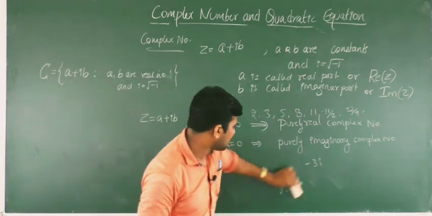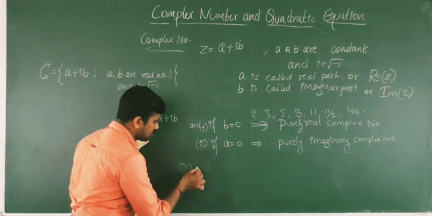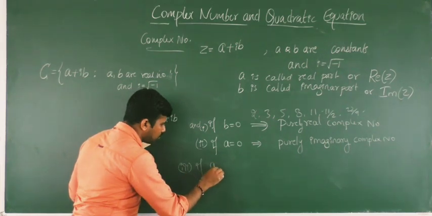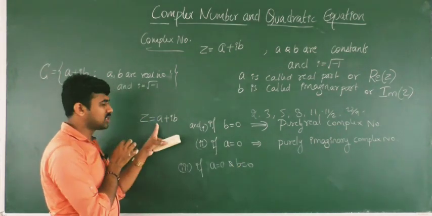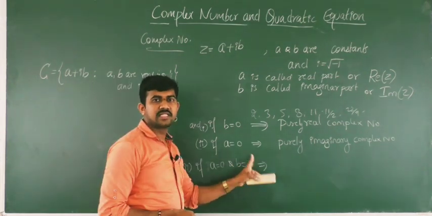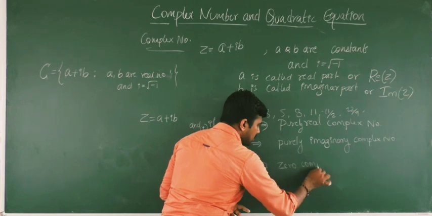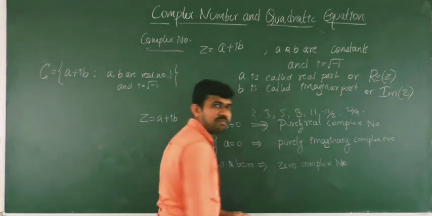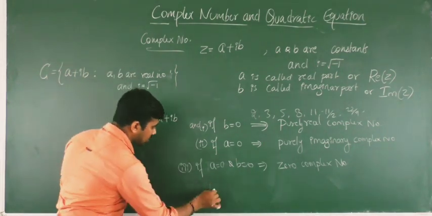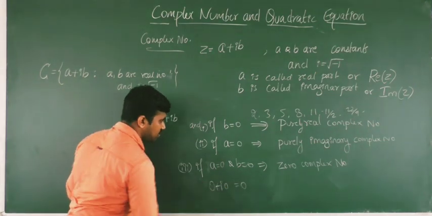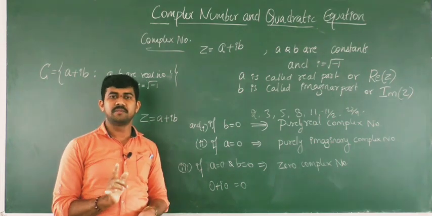The next one is the zero complex number. The third case: if both a and b are equal to 0 for this complex number, then such a complex number is called the zero complex number. Zero complex number means this number itself, 0. 0 + i·0 is 0, because here the real part is 0 and the imaginary part is 0. Its value is 0, and clearly it is called a complex number, the zero complex number.